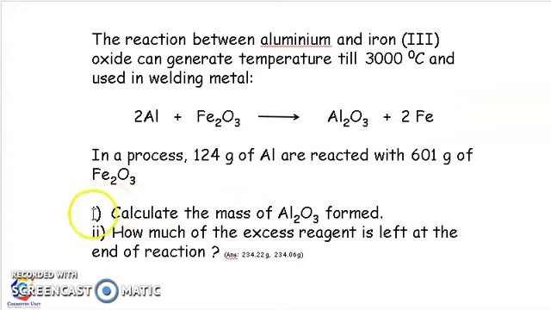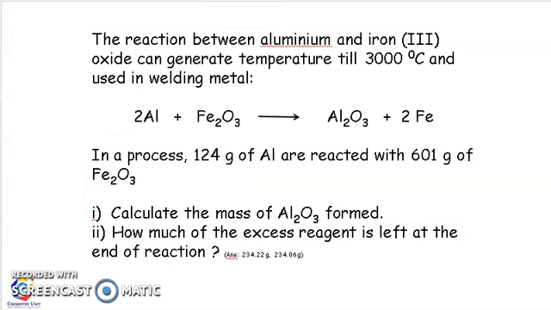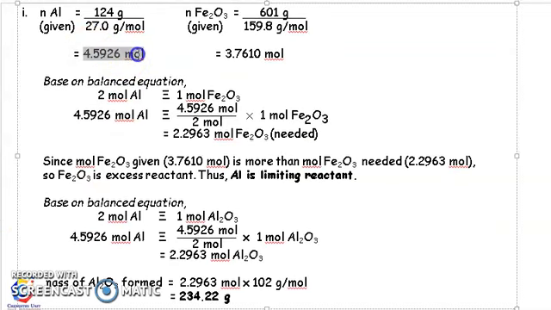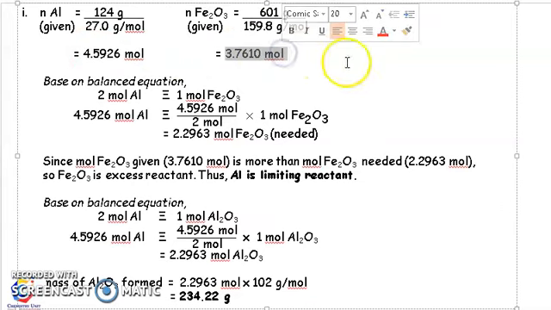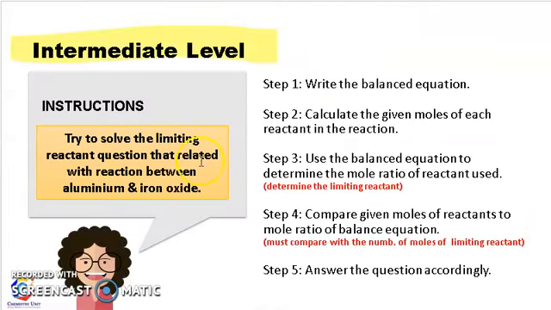Step 2. What are you going to do? We need to find out the mole of aluminium and the mole of iron oxide. So this is step 2. This is the mole of aluminium given. This one is the mole of iron oxide given. Step 3, what are we going to do? We have to use the balanced equation to determine the mole ratio of reactant used.